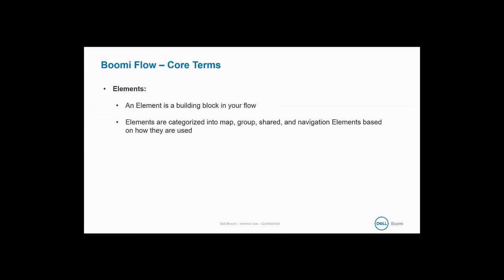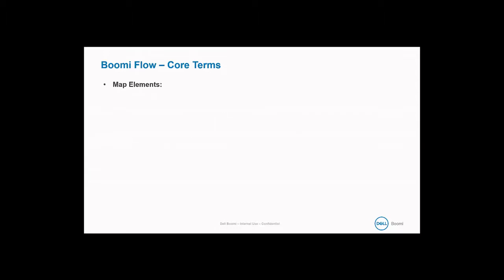Elements in Boomi Flow could be considered similar to shapes in Boomi Atomsphere, for example. An element is a building block in your flow. Elements are categorized into groups, map, shared, and navigation elements based on how they are used. First, we're going to talk about map and shared elements because these are some examples of the first elements we use for building our Salesforce Lead Manager app.